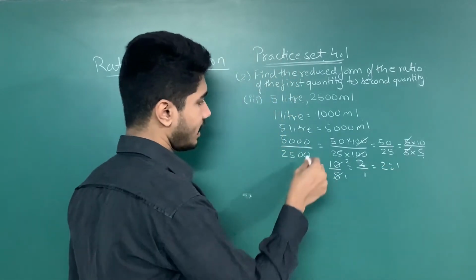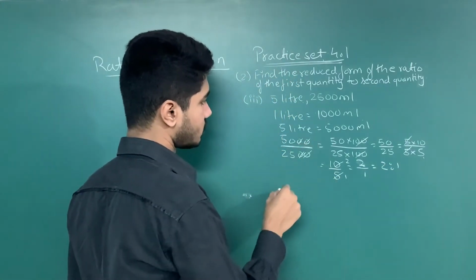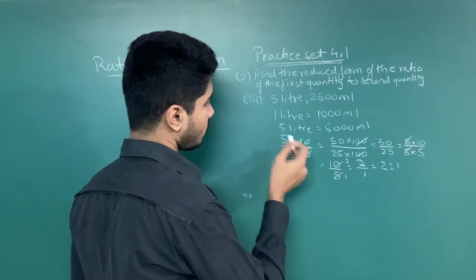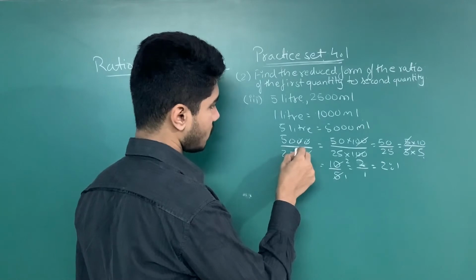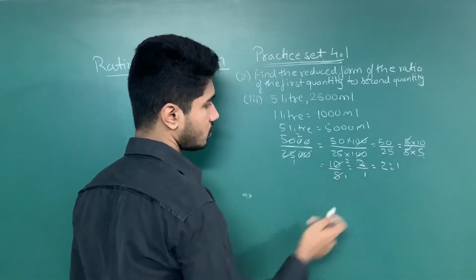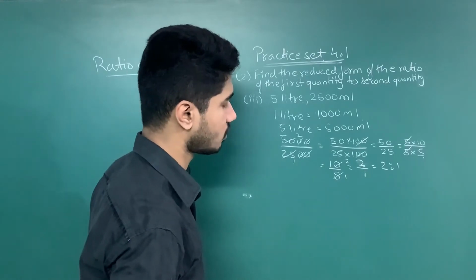You can do it directly also, that is 500 cancel hota hai yahan pe. You can write this as 25, आप डायरेक्ट कैंसिल कर सकते हो यहाँ पे. 25 1s are 25, 25 2s are 50. So 2 upon 1 मिलता है, जो कि आपको same ratio after reducing form में मिलता है.